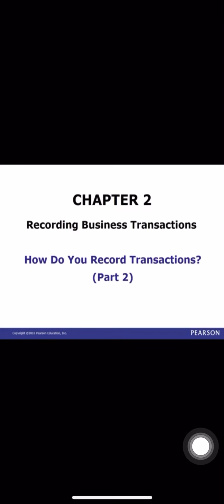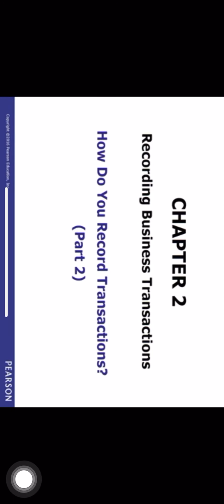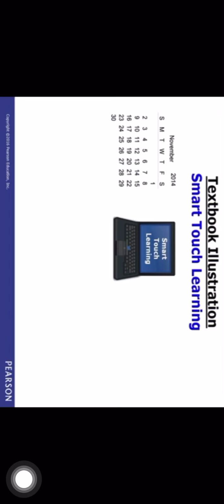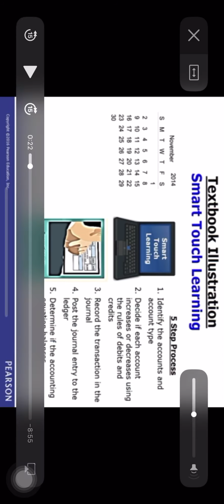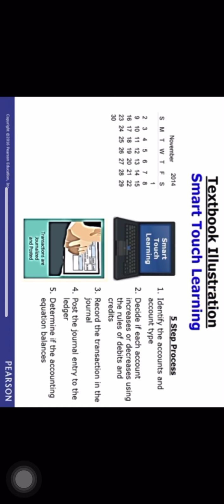Going here in part number 2 and showing you how we record business transactions. We're going to use our textbook illustration again, Smart Touch Learning, and record the transactions for the month of November, but unlike Chapter 1, not in accounting equation format, but we'll show you how we journalize our transactions and post them using the 5 steps we left off with in part 1 of this lesson.